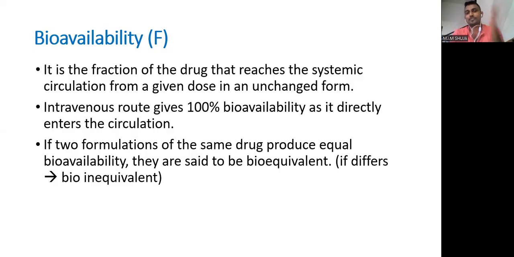So intravenous route, the bioavailability is 100. If two formulations of the same drug produce equal bioavailability, imagine we have the oral and the IM preparation, both give the same bioavailability, then we call it bioequivalent. If it differs, we call it bioinequivalent.